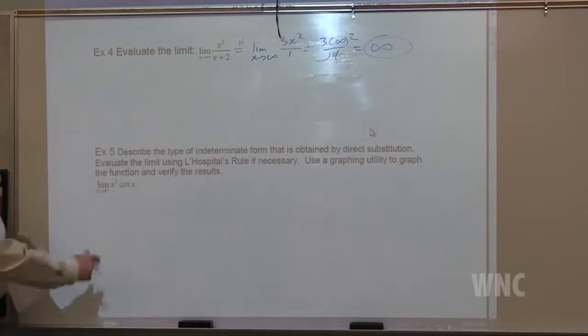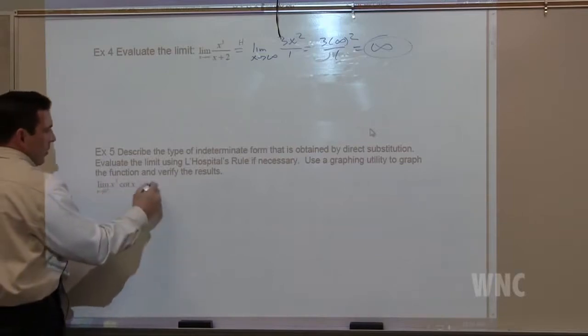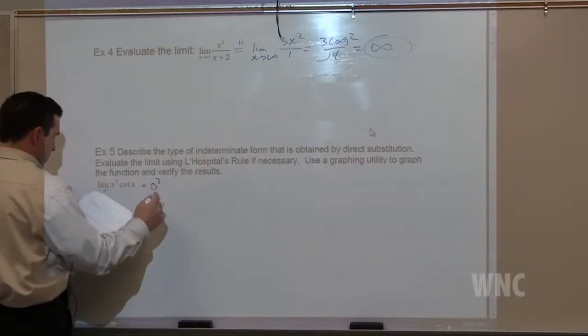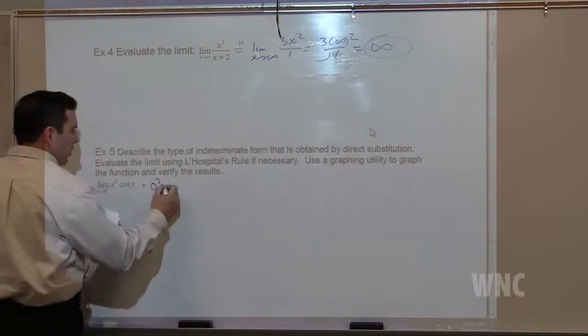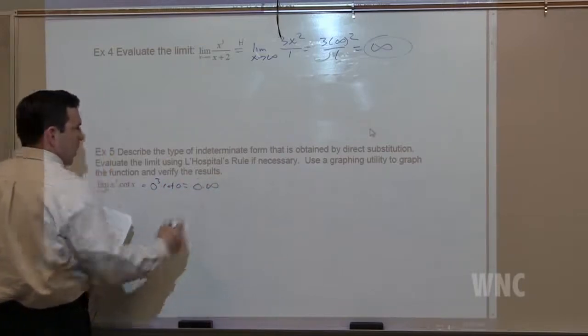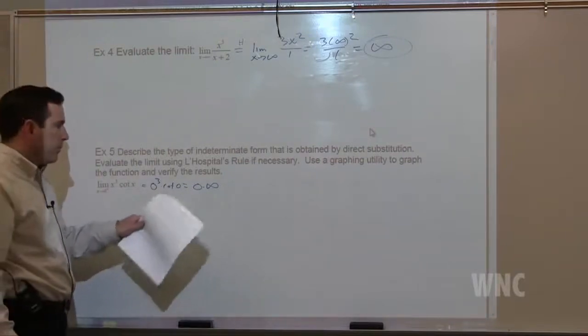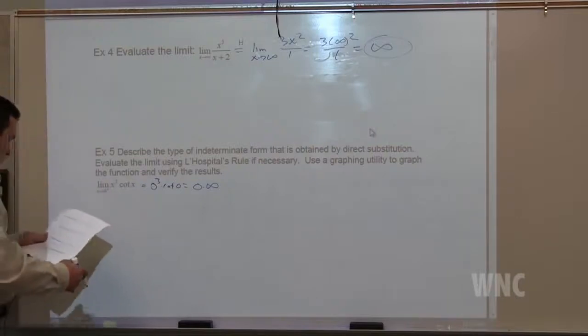Okay, so right now, if you plugged in the limit, you're going to have 0 cubed times cotangent of 0, which is 0 times infinity. That's the situation. Now this is also an indeterminate form. 0 times infinity. Is it 0? Is it infinity? Is it 1? Is it something else? We don't know. So we're going to use L'Hopital's rule.